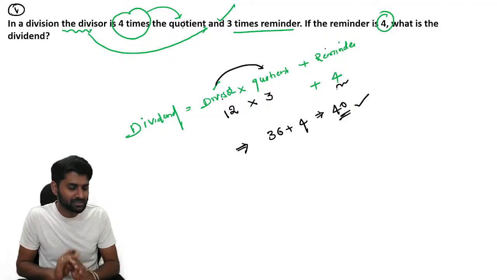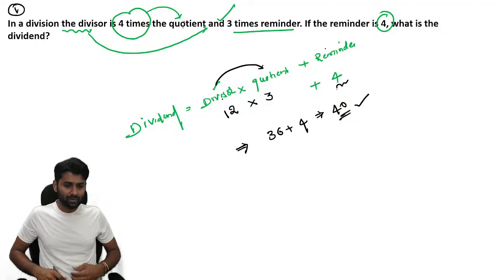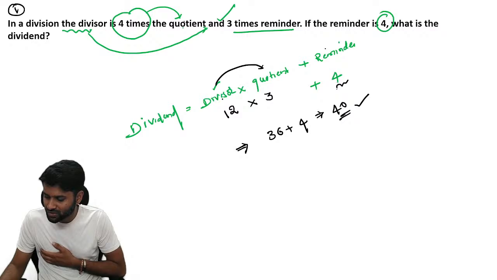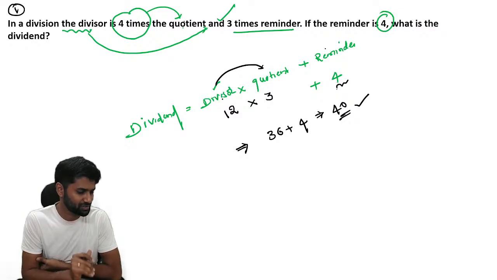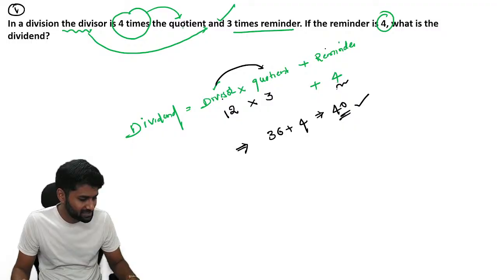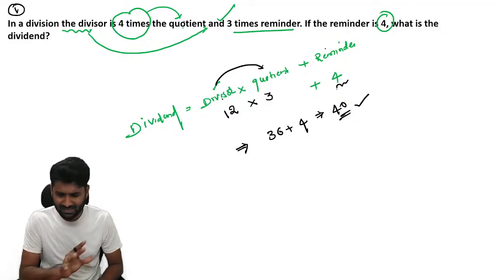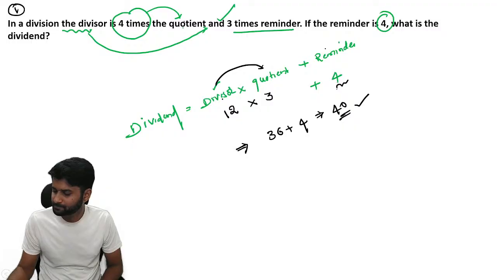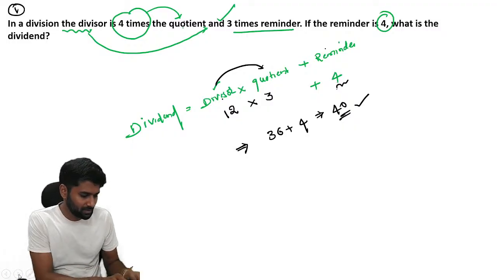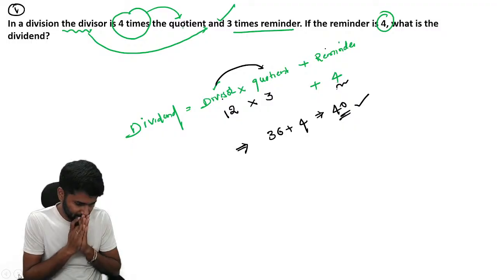So you should know this formula. Dividend is divisor multiplied with the quotient plus remainder. If you know this one, you will be able to answer this kind of question. Is it clear? Please let me know in the comments. And this is a very basic one.